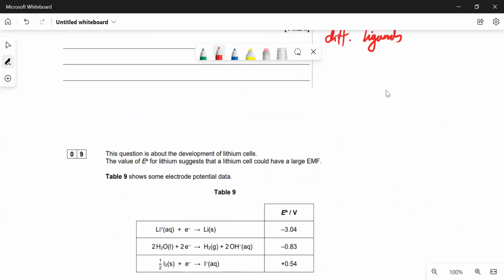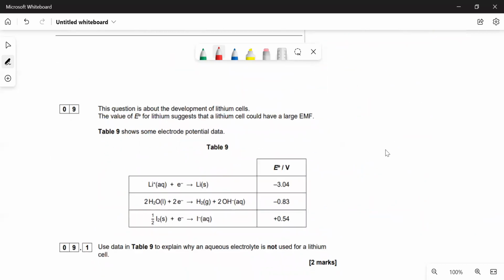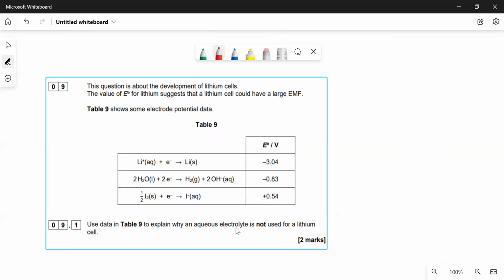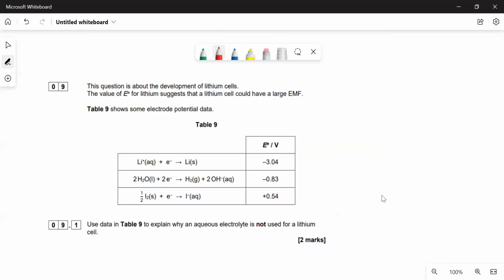Okay, so this is about lithium cells. The first one is not the lithium ion cell; this is something different. We've got electrode potential data there for lithium reacting with water. So explain why an aqueous electrolyte is not used for a lithium cell.